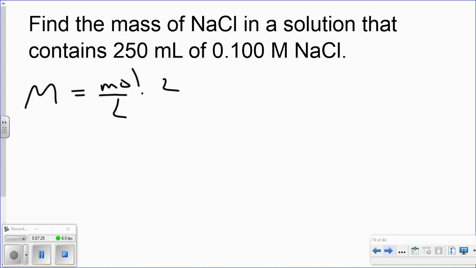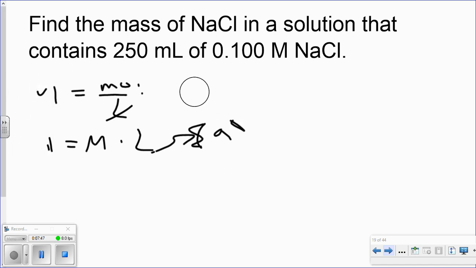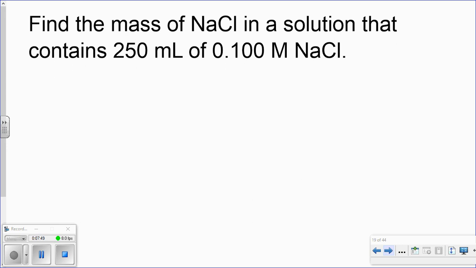So I'm just going to multiply by liters on both sides. You're going to end up with moles is equal to molarity times liters. Once I get my moles, I will convert that to mass. So that'll, I should put that there. It looks like a gas, but anyway, we'll convert to mass. Okay? So let's try this. We will use the equations I just listed. I'm just going to erase them so I have a little bit extra room.